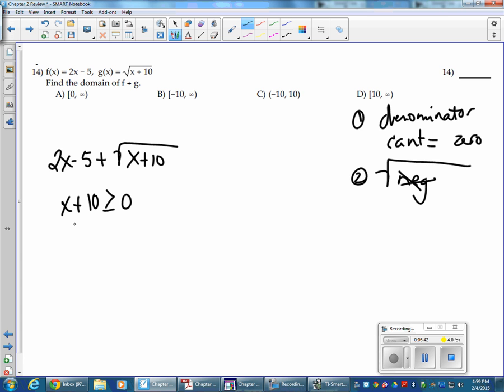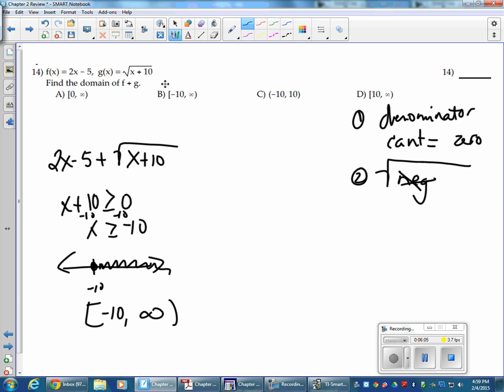So if x plus 10 has to be greater than or equal to 0, then x has to be greater than or equal to negative 10. I subtract 10 from both sides here. So the way that looks as one of these answers is x has to be greater than or equal to negative 10. So this is my answer. In interval notation, that would be from negative 10 to infinity. And I'd put a bracket at negative 10 because it can equal negative 10.